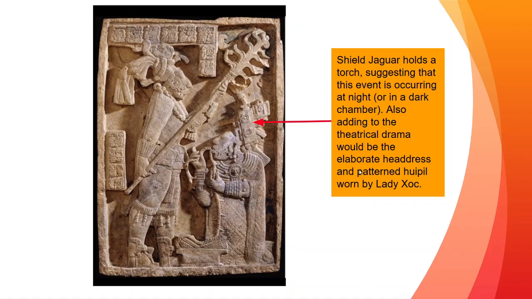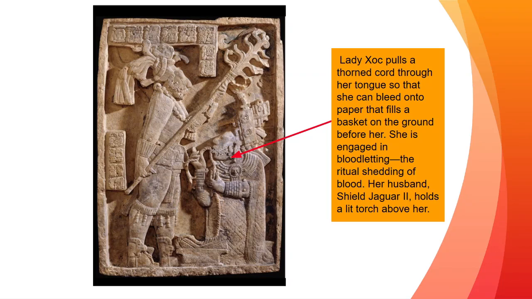And we also have a lot of elaborate regalia, these patterned huipil worn by Lady Shook. So all those dense patternings, the head pieces, the jewelry, the accessories, it's all very elaborate, very dramatic.